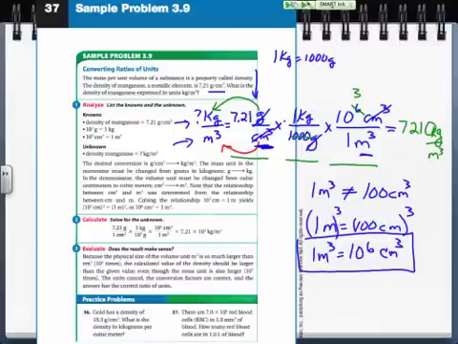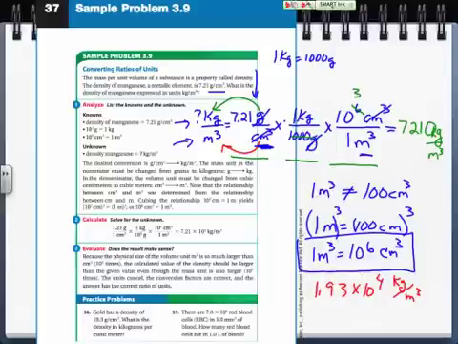Okay, try 36 and 37. These are a little more challenging. See if you can handle them. I'll give you the answers in a moment. All right, let's see if you got them right. 36. The answer is 1.93 times 10 to the 4th kilograms per cubic meter.